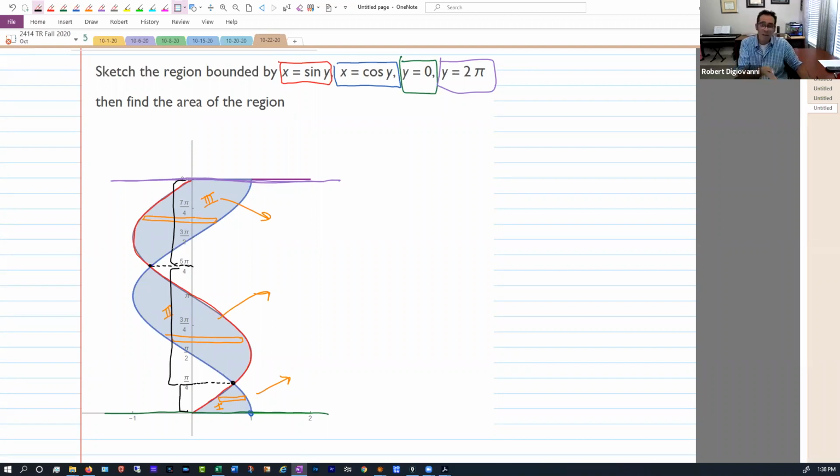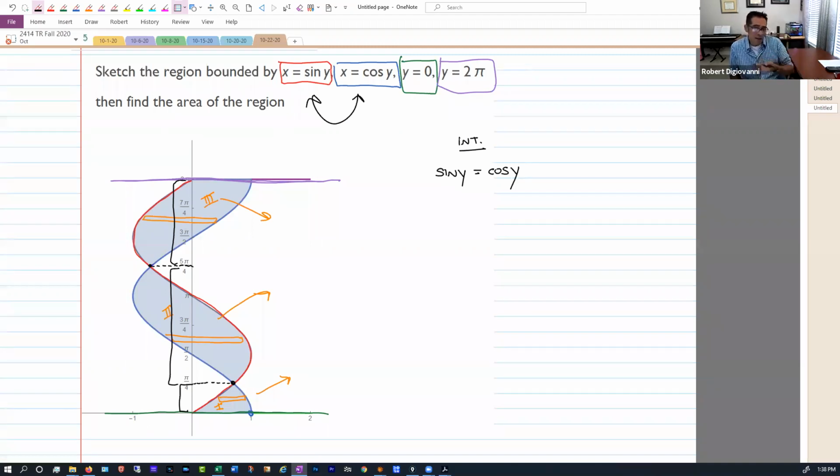Now you can tell from my picture where they start and stop, but that's cheating because you're using my picture. So what we would really have to do is set sine y equal to cosine y, setting these two equal to each other to find the intersections. And now we have to solve this trig equation, which is a pre-cal problem.